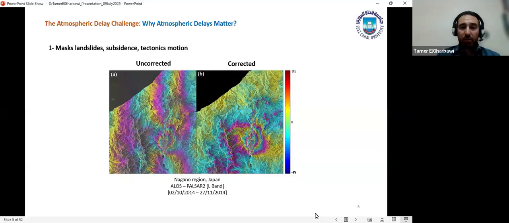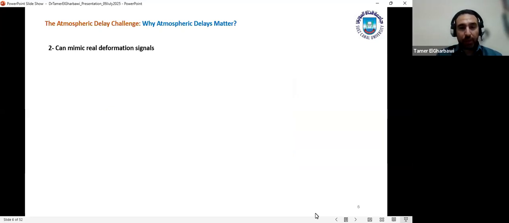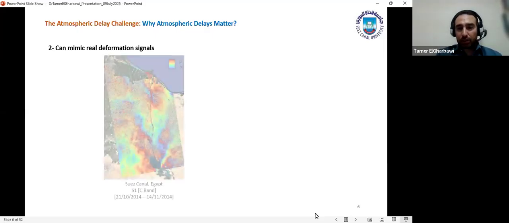However, we can see in some of the topography, there are still residuals from the tropospheric delay, which is actually correlated to elevation. So we can do some improvement, or some corrections for the atmospheric delay, but it's not nearly perfect yet. So one of the problems we have for earthquakes is that the atmospheric delay actually masks the deformation we are trying to observe. Another thing is that it can mimic the real signal signatures.